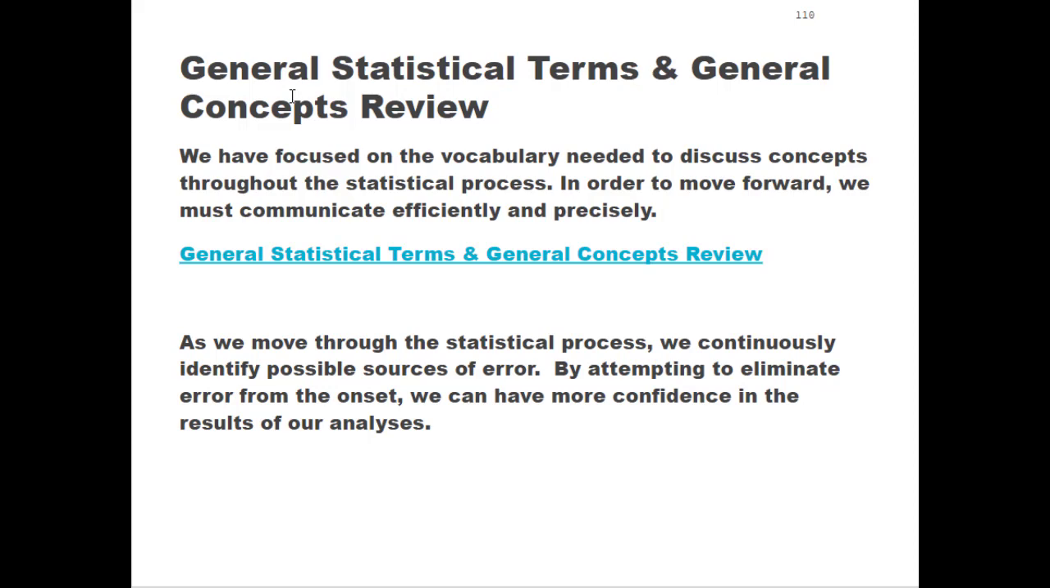We really started to look at ways to identify possible sources of error in the statistical process and attempting to eliminate that error from the onset so that we can have more confidence in our final result. One of the things that happen in the statistical process and when you're doing any analysis is that there will be some source of error. It can happen from a variety of places. And so just trying to be as precise as we can and as careful as we can from the beginning, we can find ways to reduce that error.